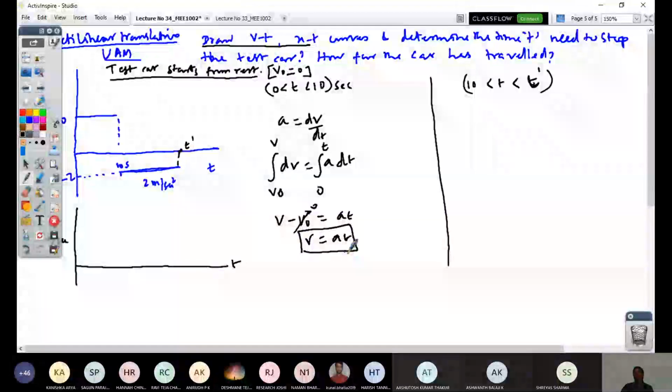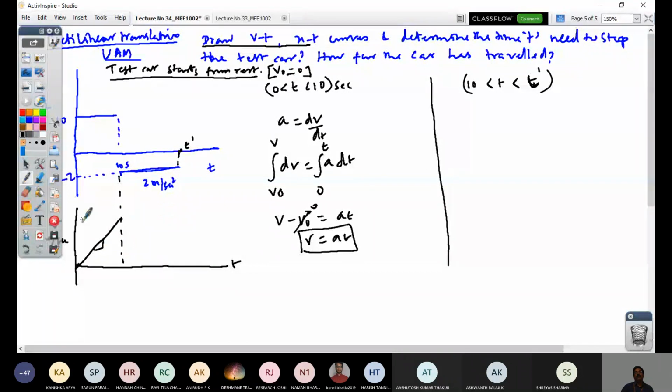So v is equal to at is what? Y is equal to mx. So it's a straight line equation. So from here till 10 seconds, my velocity will be increasing like this with a constant rate a. What is that constant rate a? 10 meter per second square, given.